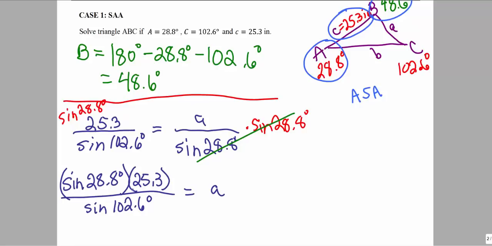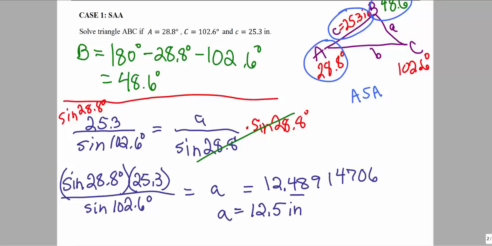So we put all of that in our calculator. You want to be careful how you enter it in. But when you do enter that into your calculator, you should get 12.48914706. And we're going to round to the nearest tenth. So we're going to say that side A is equal to approximately 12.5 inches. So we're going to go ahead and label that. Side A, 12.5 inches.